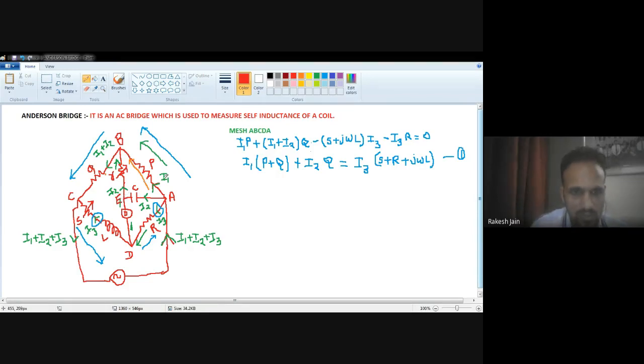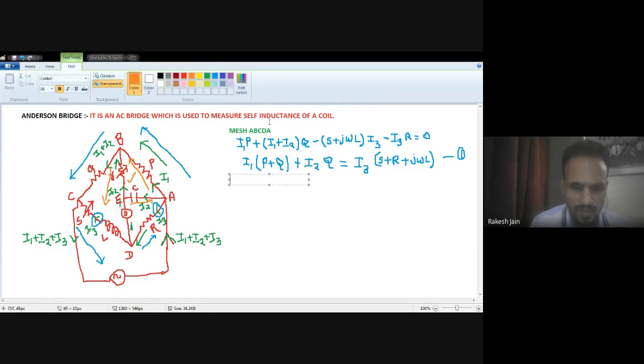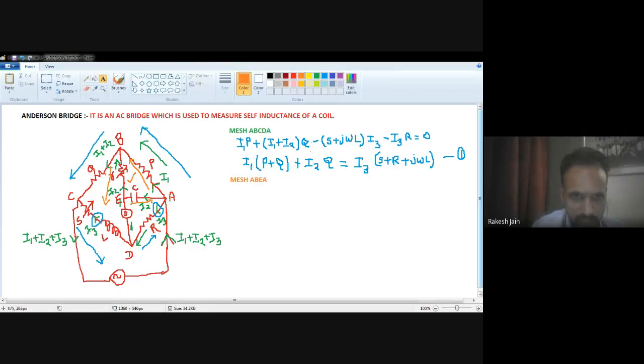Okay. So the second one is from orange color, just see. First A to B, then B to E, then E to A, A, B, E, A. So I'm talking about this mesh. Okay. So consider the mesh ABE. So just write down here. Mesh ABE. Now see. I just choose the anti-clockwise direction.